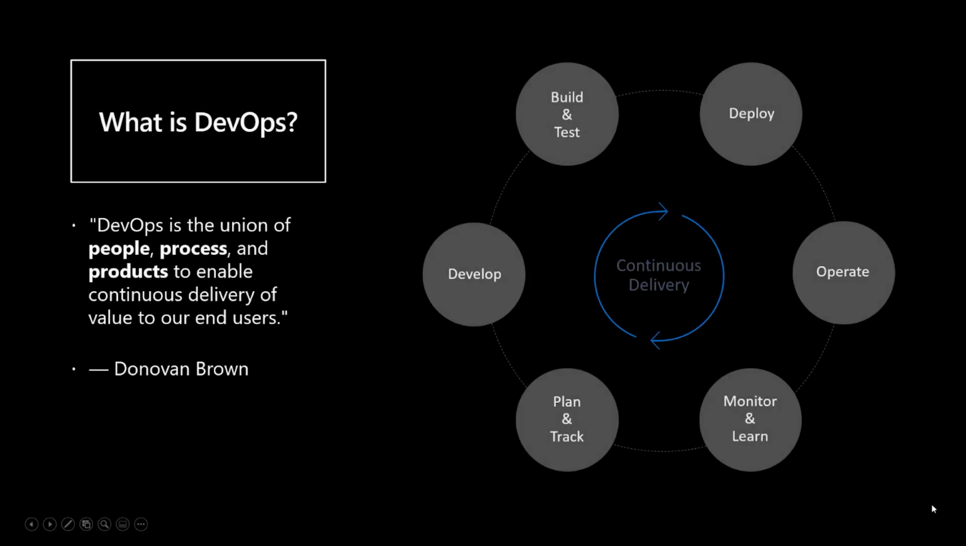So, what is this thing called DevOps, and why should I care? Well, in the words of Donovan Brown, a true DevOps evangelist here in Microsoft, DevOps is the union of people, process, and products to enable continuous delivery of value to end users.